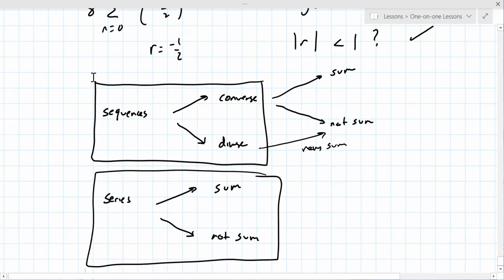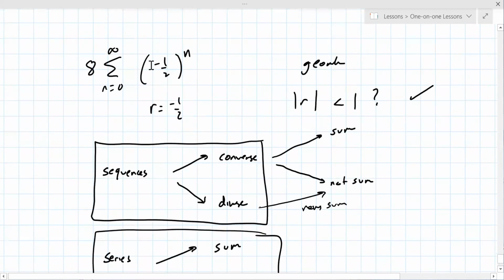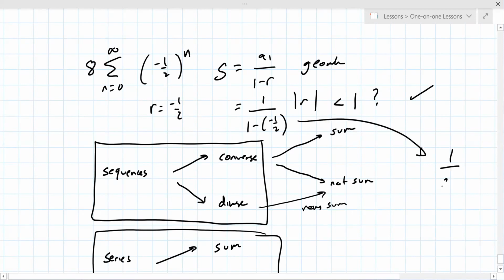That makes sense. Now, getting back to this problem, the sum is a1 over 1 minus r. Your first term is for n equals 0 this time, so when you put 0 into this, a1 is 1. 1 over 1 minus negative 1/2 becomes 1 over 3 halves, which is just 2/3, so it converges to 2/3. That makes sense, I understand that now.